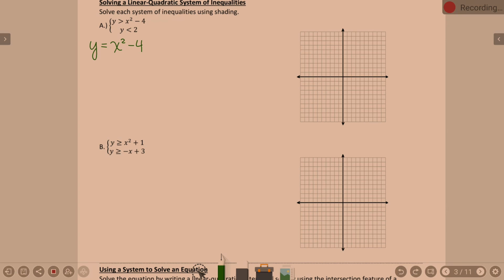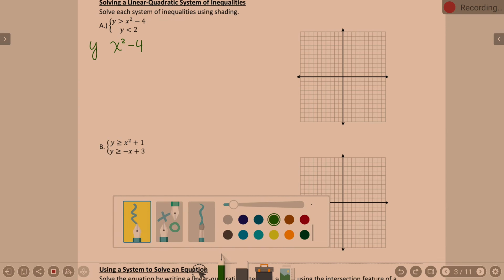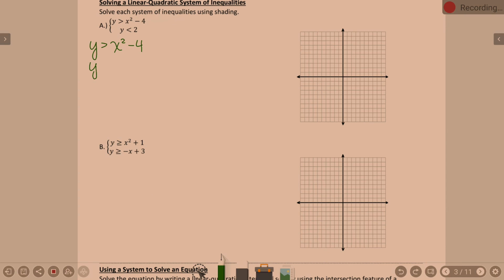As we look at y greater than x squared minus 4, keep in mind to start with, we need to graph y equals x squared minus 4. What do you know about y equals x squared minus 4? I guess we could. Y equals x squared minus 4.